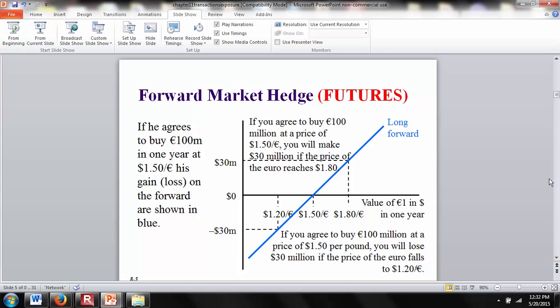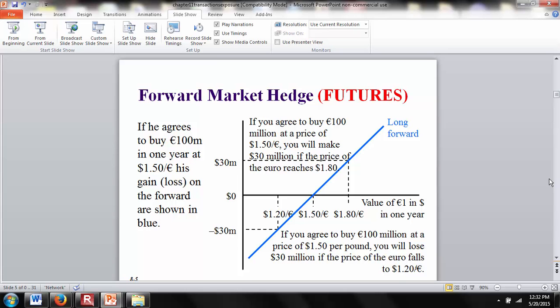For example, if the exchange rate goes to 1.8, other people have to pay 180 million, you pay 150. But if the exchange rate goes down to 1.2, other people only pay 120 million, you have to pay 150 million. So that is the good side and the bad side of the forward market or the futures.